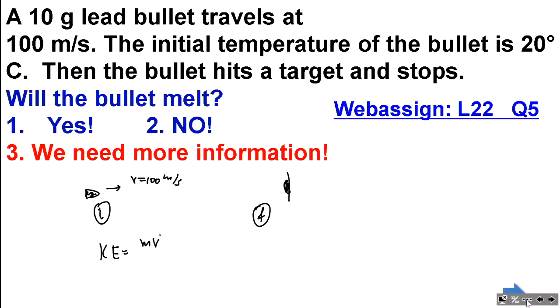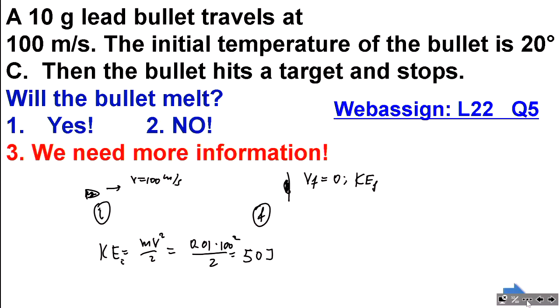It must have a specific amount of kinetic energy, mv squared over 2. The mass of this bullet is, in kilograms, 0.01. Speed is 100 meters per second. We have to square it, divided by 2. So that gives 50 joules. When it stops, final speed is 0, which means final kinetic energy is 0.